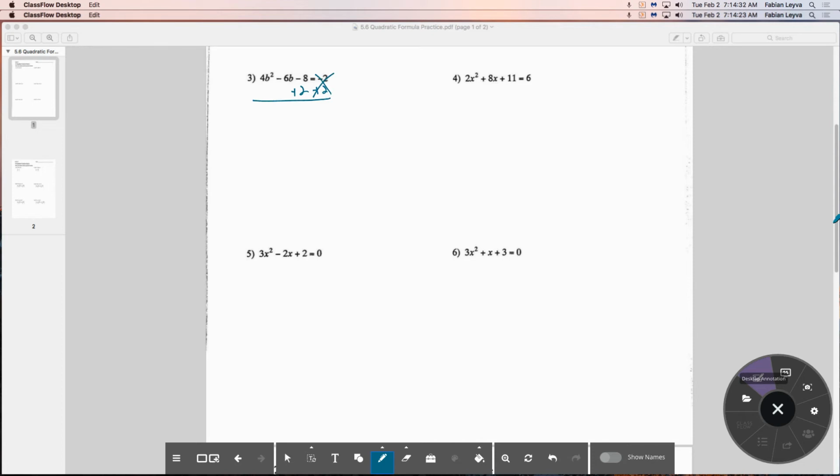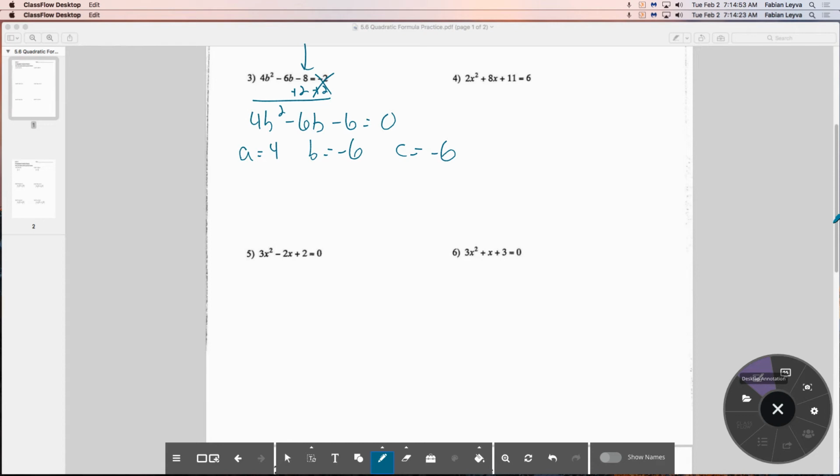Keep in mind, since I'm adding 2, I put it underneath my constant because I could actually simplify a lot easier. I end up with 4b squared minus 6b minus 6 is equal to 0. And now I can see what my A, my B, and my C are. My A is going to be a positive 4, my B is going to be a negative 6, and my C is also going to be a negative 6 in this situation.